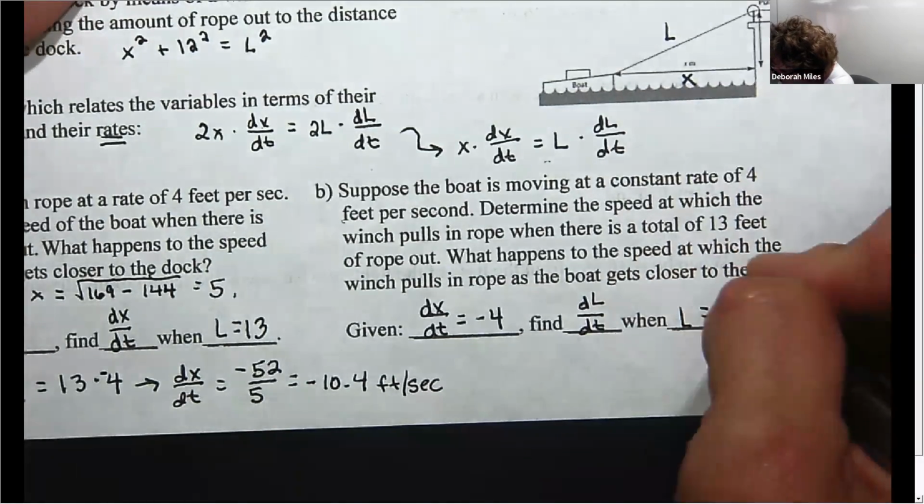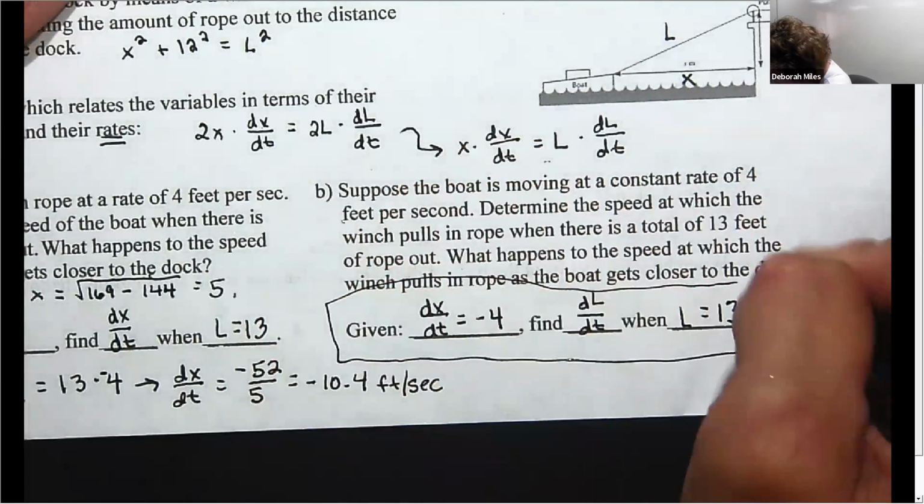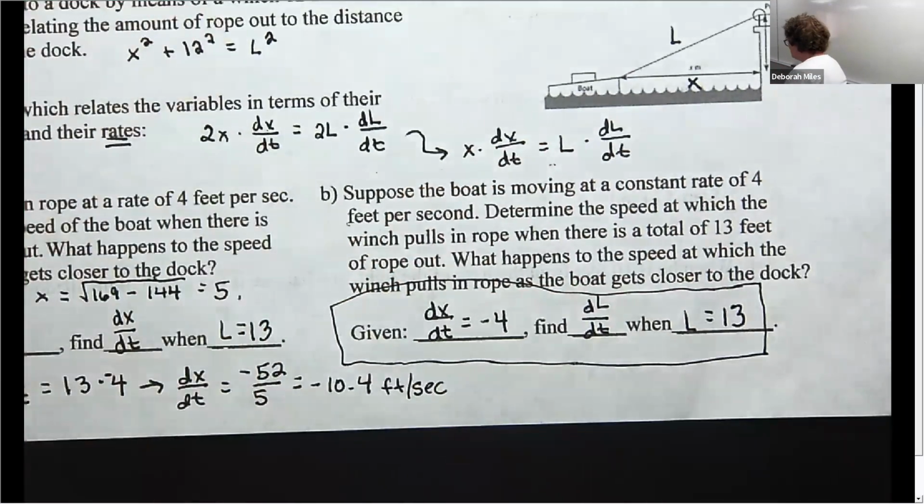Do you see how much this sentence clarifies things? Write that sentence in your homework. Use the words, given this, find this, when that. If you draw a picture and you can write that sentence, I bet you get the rest of it right.